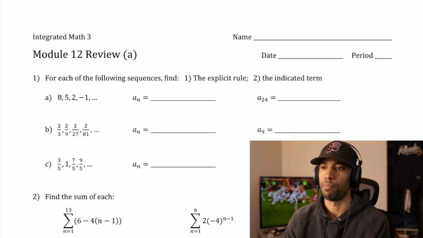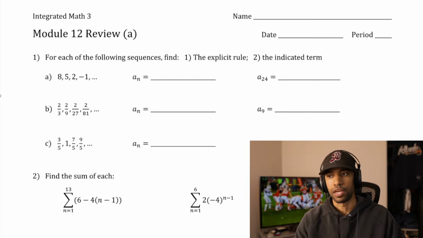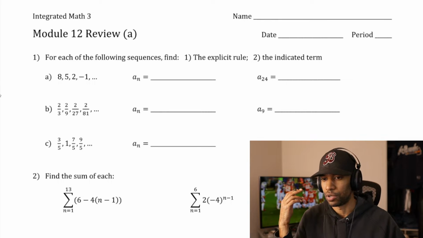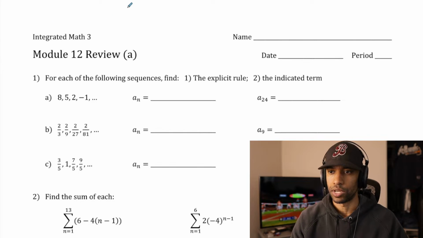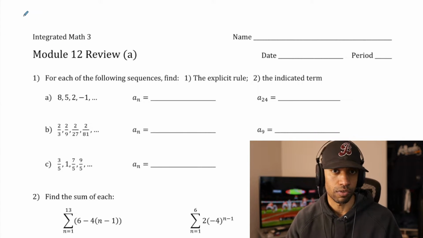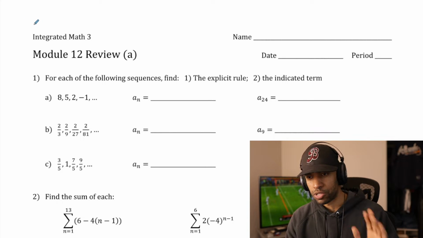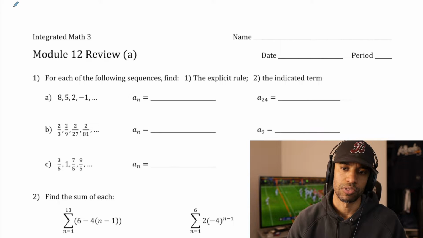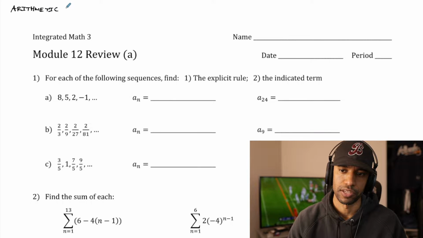We're going to do this one, Module 12 Review A. There will be a B. Like I said, check the other video that will be a follow-up of this one with other kinds of problems. This is going to play under some assumptions that we know what's going on in some way. For one, we're going to be using subscript notation and not function notation when we talk about an arithmetic sequence.